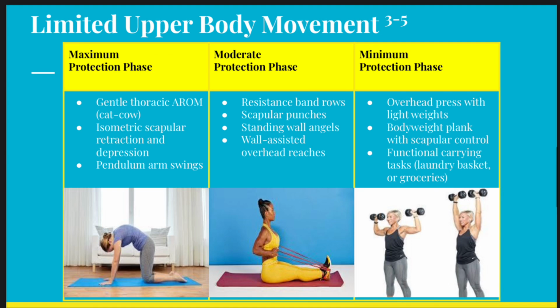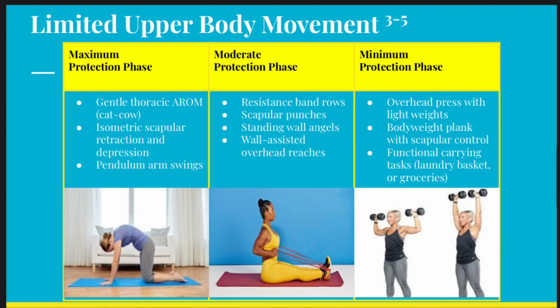And then finally, for the minimal protection phase, we have overhead press with light weights, which can just help to restore strength for overhead activities. We have body weight plank with scapular control, which will reinforce core and scapular stability. And then we have functional carrying tasks. And this can be like holding a laundry basket or carrying the groceries inside the house. And this will just help to simulate real life scenarios that the patient may have to go through.